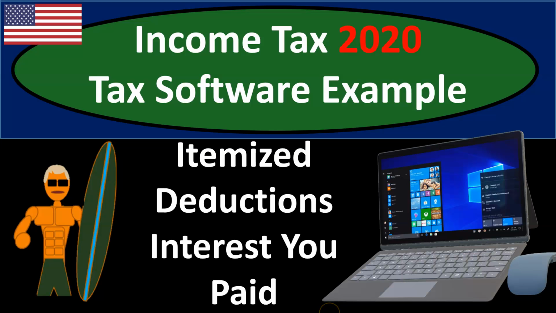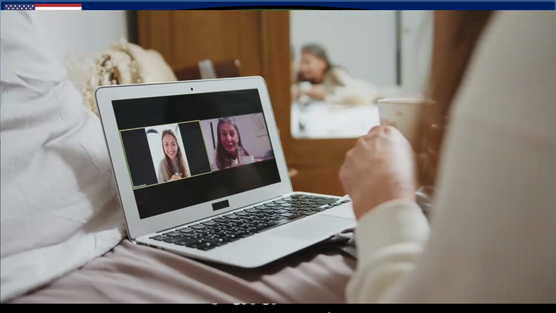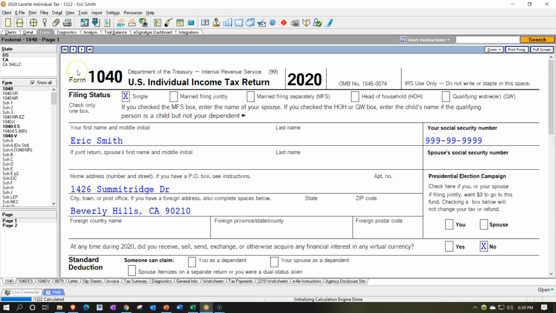Income Tax 2020. Tax software example, itemized deductions, interest you paid. Come in, relax with Income Tax 2020. Here we are in the Lacerte tax software.